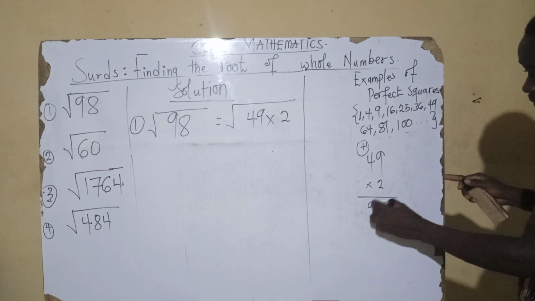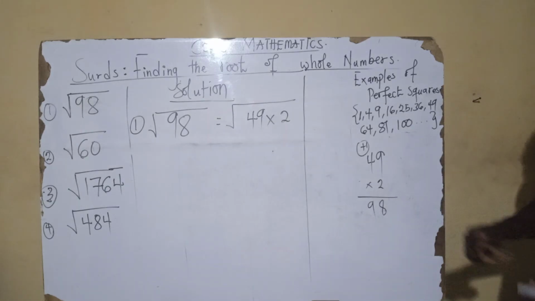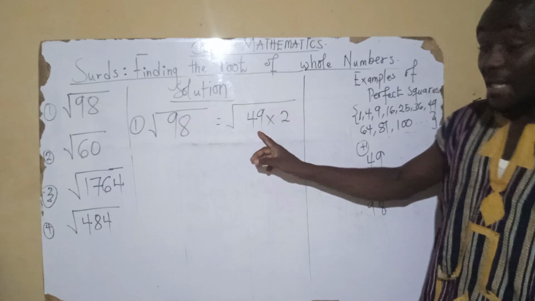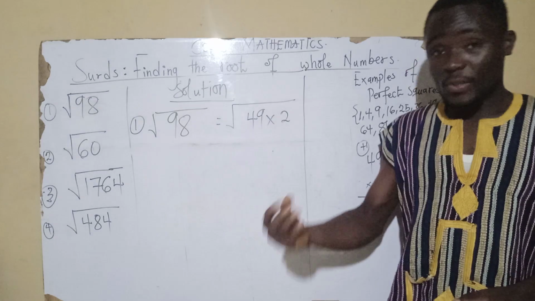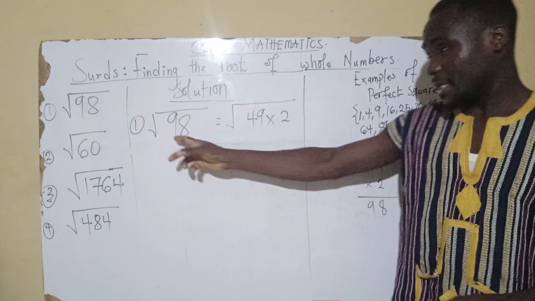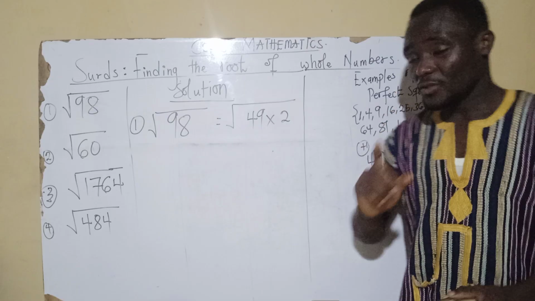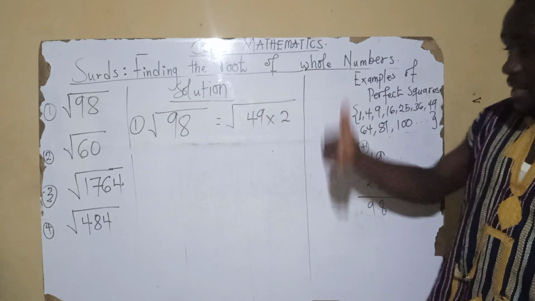8 plus 1, which is 98, meaning that 49 times that is. So remember, the 49 is a perfect square because it's part of this. Are you getting me? I said that you get two numbers and when you multiply, you will get what? 98. And one of the numbers should be a perfect square. So now 49 is a perfect square, so we are free to go.